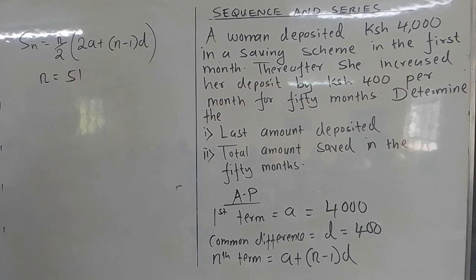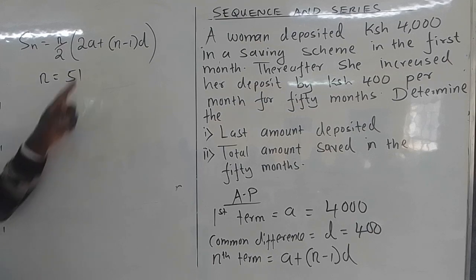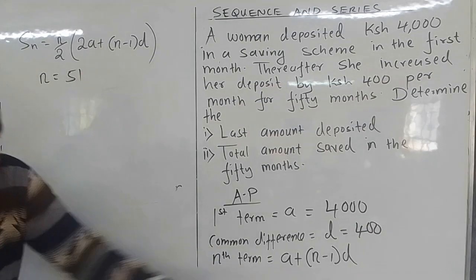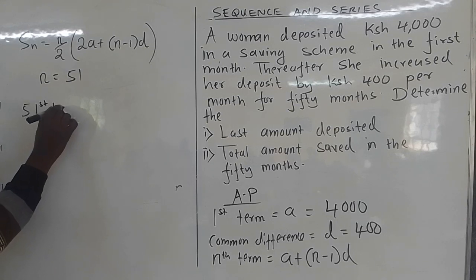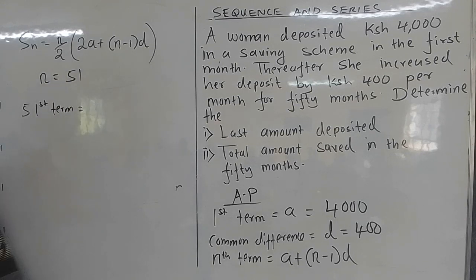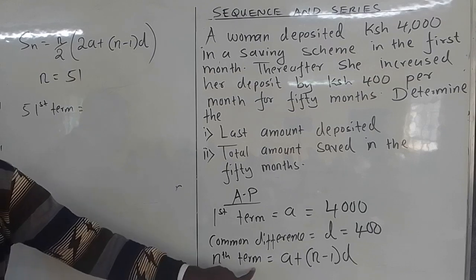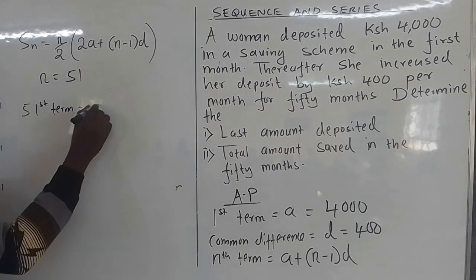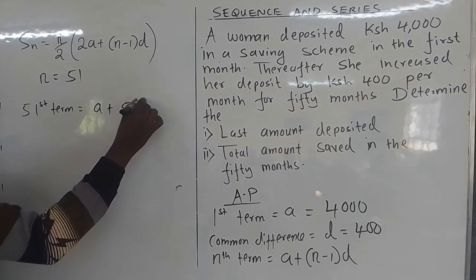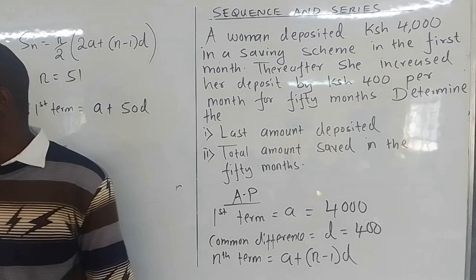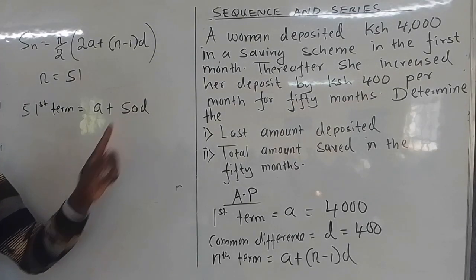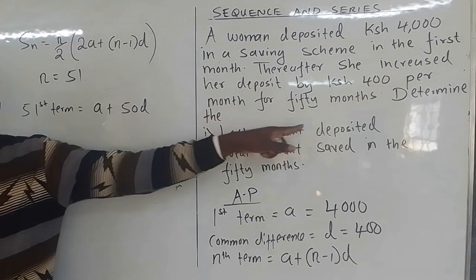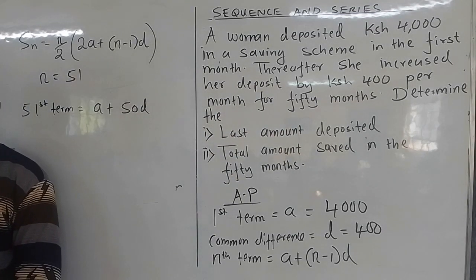Where there is n, you put 51, isn't it? Note that where is the nth term? Here, isn't it? So the 51st term is the last term. So the nth term is the 51st term. Where they said you put 50, it will be a plus, you put 51, a plus 50d, isn't it? 51 minus 1, you get? That is the last amount deposited, isn't it?